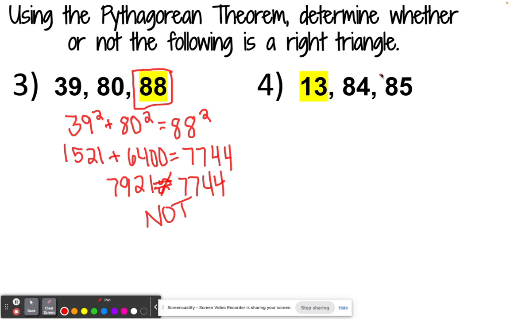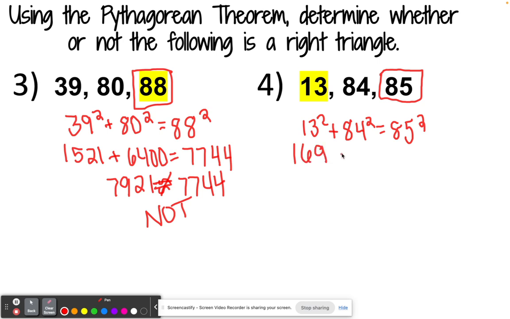Looking at my three numbers, this is my largest one. So if it is a right triangle, that would need to be my hypotenuse. Does 13 squared plus 84 squared equal 85 squared? I know 13 squared is 169. That's one most of us have memorized. 84 squared is 7,056. That is not one most of us have memorized. And does that equal 7,225?